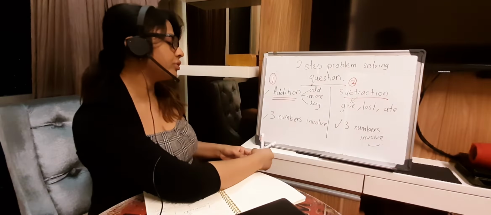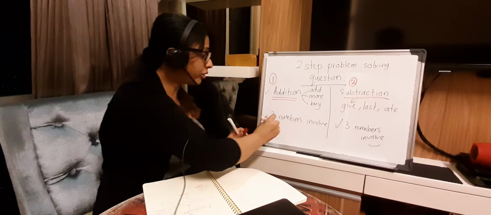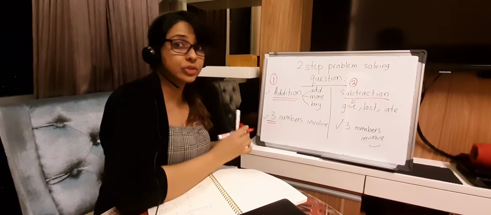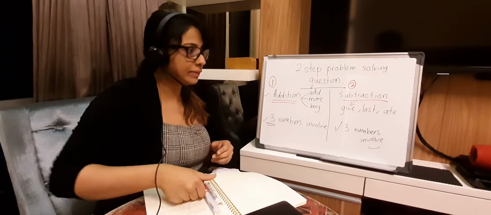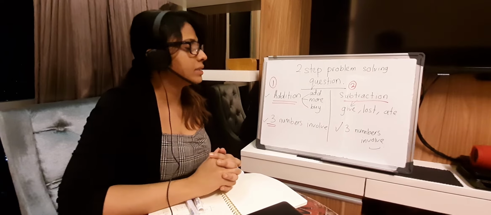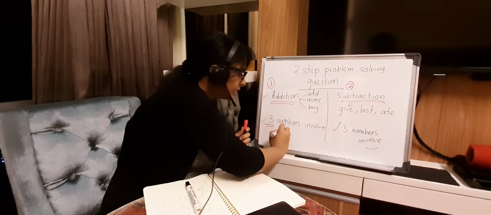Another thing that I want you to remember is a two-step problem solving question normally has three numbers involved. There are always three numbers involved. Okay. Example, let me give you a story. So Thomas had 10 apples. So 10 apples.